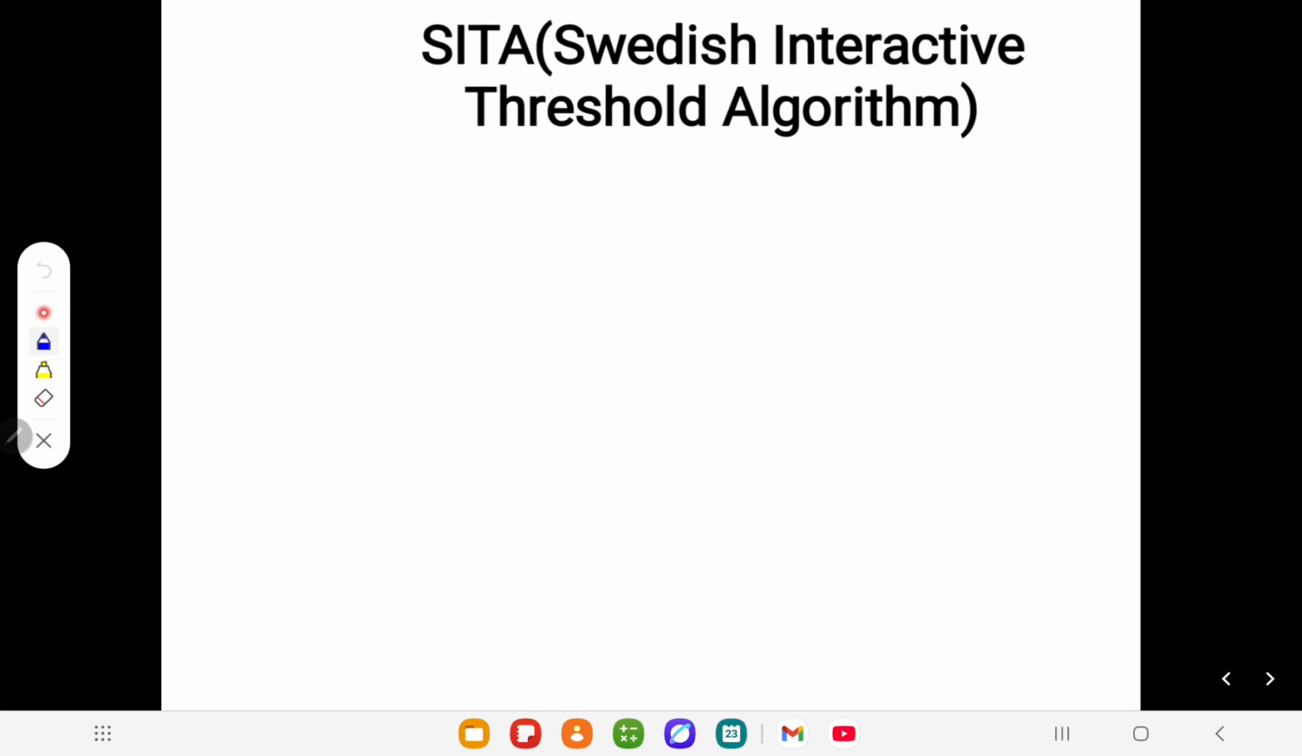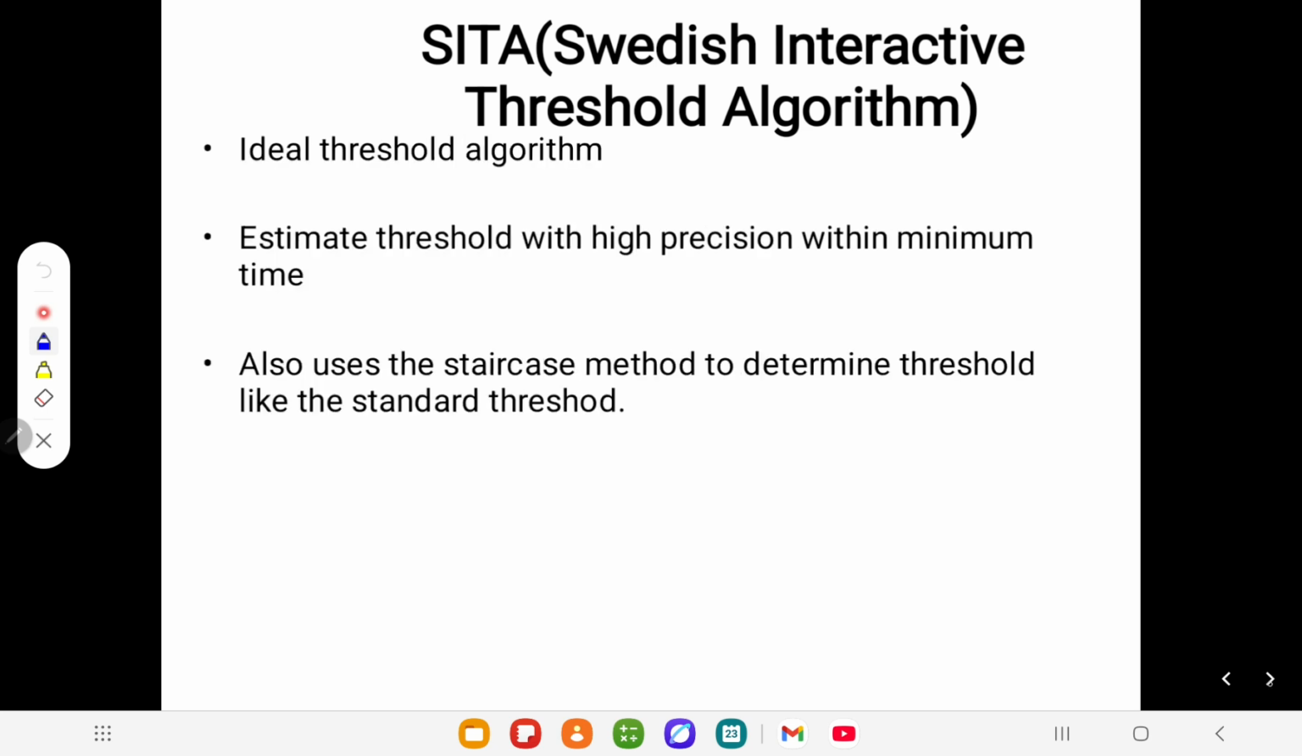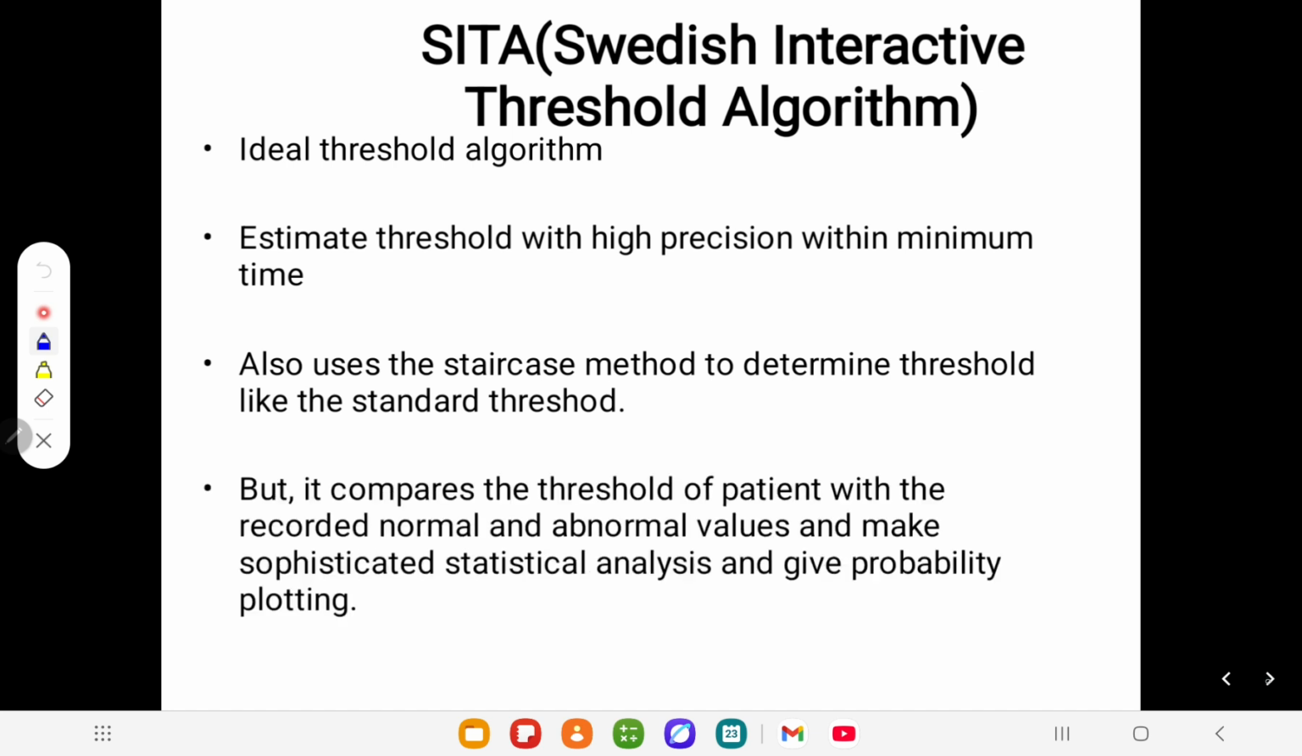So SITA, which is very, very common, and you will see a lot of them. What is SITA? Basically, SITA stands for Swedish Interactive Threshold Algorithm. The ideal threshold algorithm estimates the threshold with high precision in minimum time. That's the beauty of this strategy: precision goes high, time goes lower.